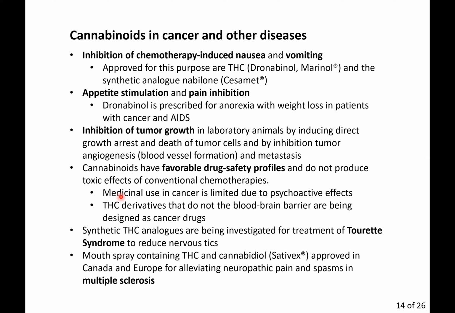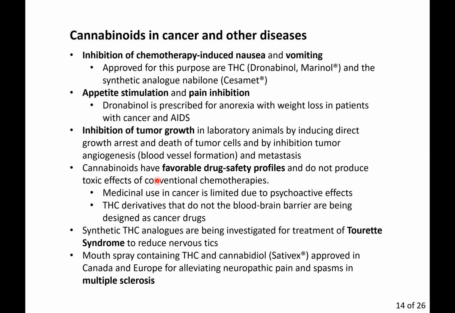Now, when we talk about pharmacological applications, some of them have already been approved by the FDA. Examples for THC are dronabinol and Marinol, and the synthetic analog is nabilone. Those are approved for inhibition of chemotherapy-induced nausea and vomiting. There's also appetite stimulation and pain inhibition. Dronabinol is approved for some of these applications. There's inhibition of tumor growth, which is still very much in the experimental stage.